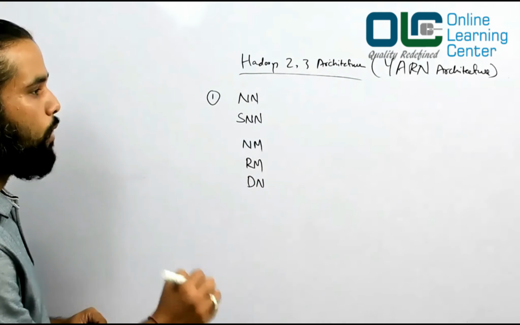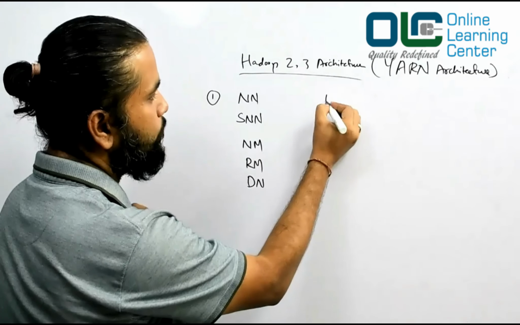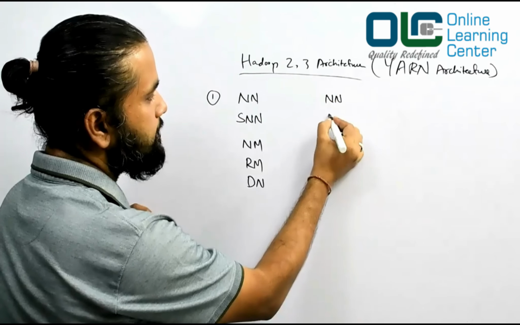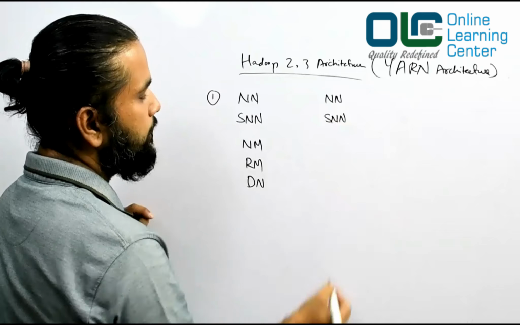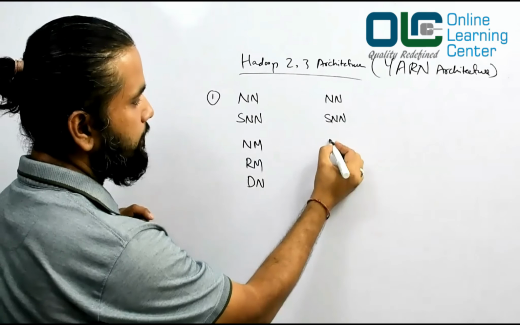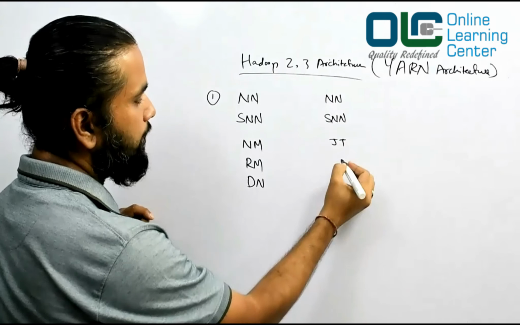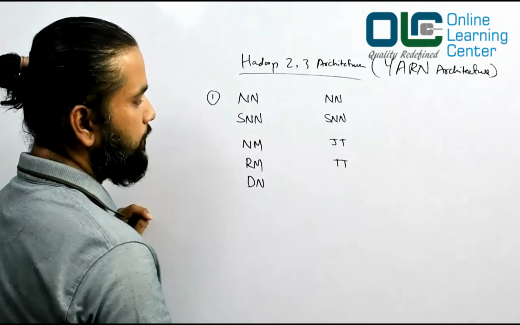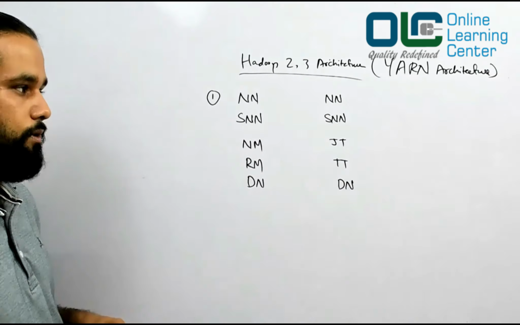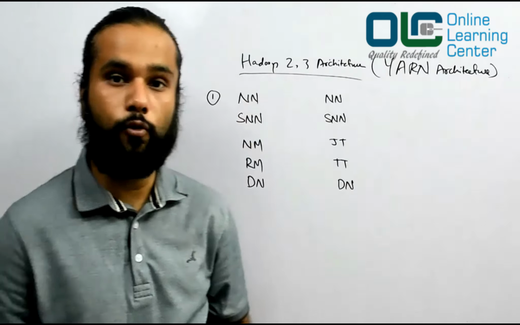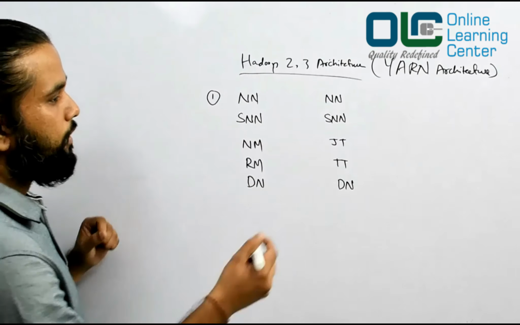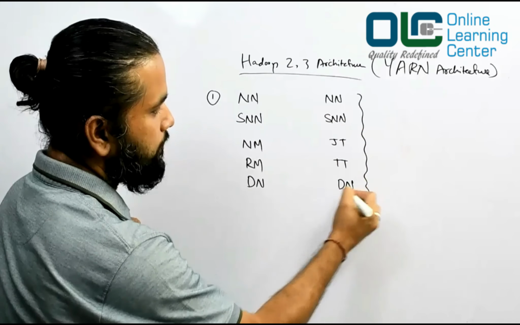In Hadoop 1, what we learned was we had name node, secondary name node, job tracker, task tracker, and data node. So this is what we had in our Hadoop 1. We had these daemons.